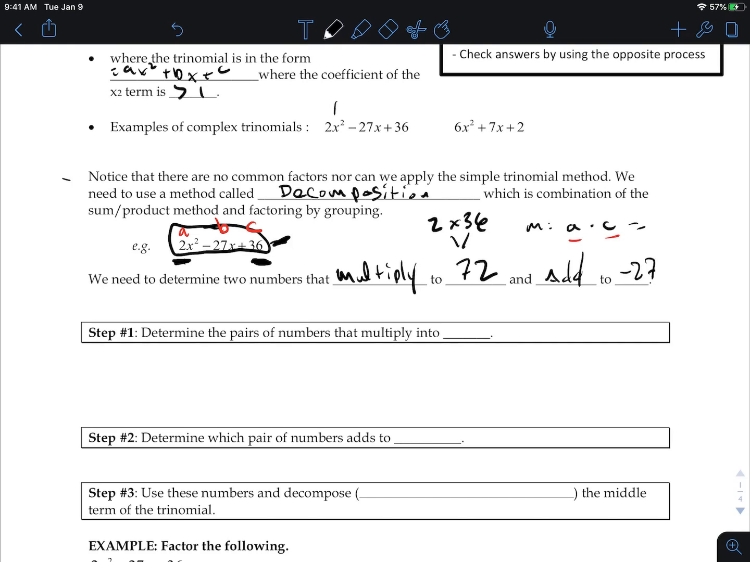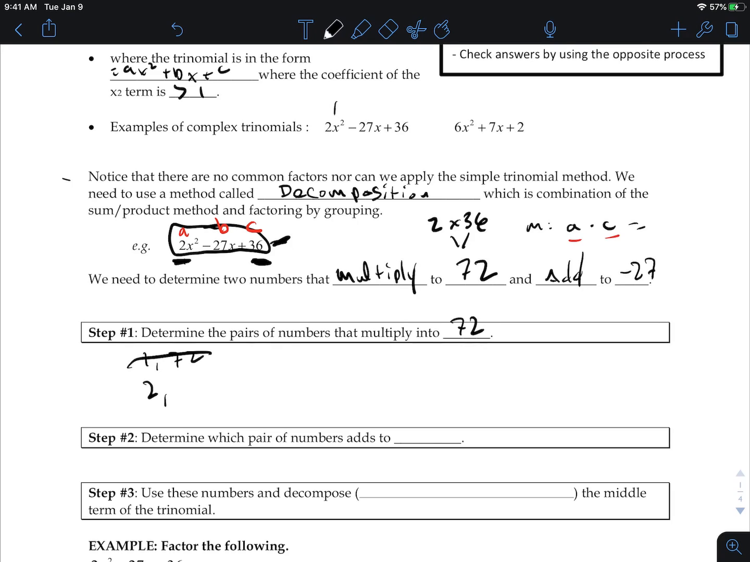So you need to figure out the two numbers that multiply to 72, right? So let's, again, a little bit trickier because the number's bigger this time. That's what makes this a complex trinomial. We've got to check, okay, 1 and 72. That's never going to add to 27. Let's go to the next one.